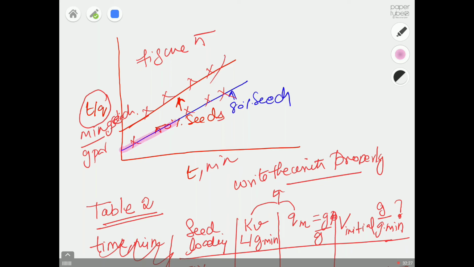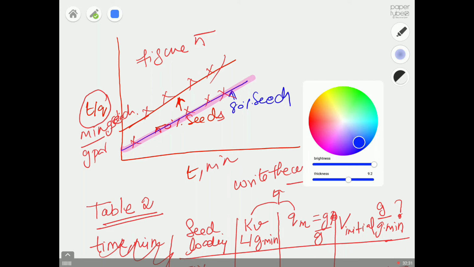So this will be your 50% seeds, and this will be your 80% seeds. Or maybe the other way around. You have to plot and tell me. So maybe, yeah, no. This should be your 80% seeds, and the one on top should be equal to 50% seeds. You can check that by plotting in the graph or using Excel.